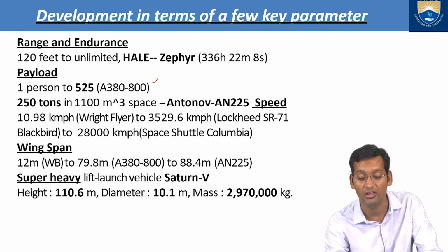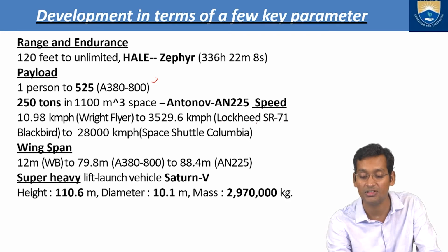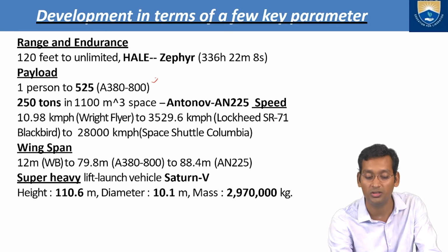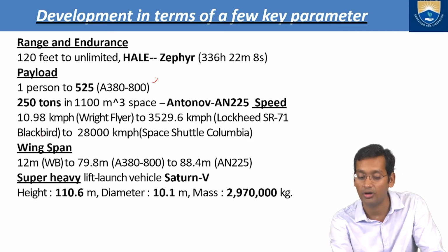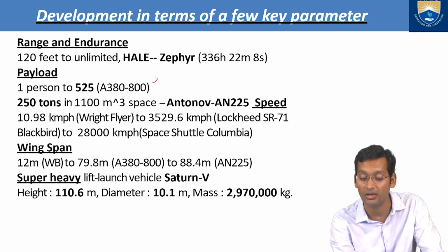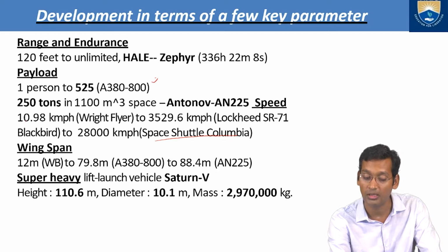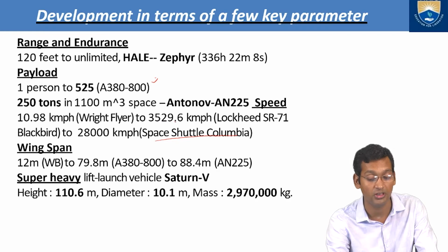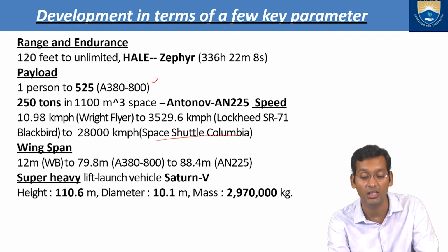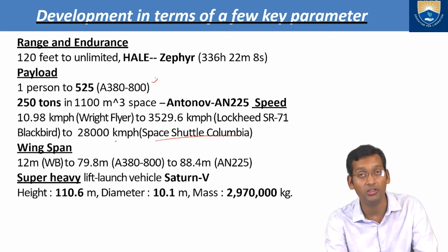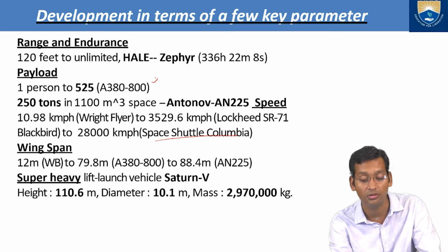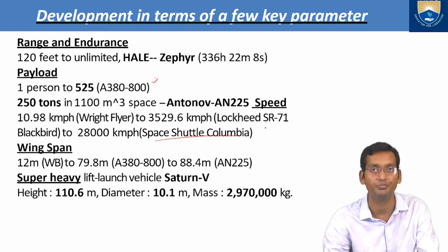That having the speed is Lockheed SR-71. Up to this speed it can go. Their name is Blackbird, and 28,000 kilometer per hour, that is the space shuttle Columbia. So just see the speed that can be flown, from almost 11 kilometer per hour to 3529, that means almost 3,530 kilometer per hour. That is supersonic. And even 28,000 kilometer per hour is the speed of the shuttle Columbia.